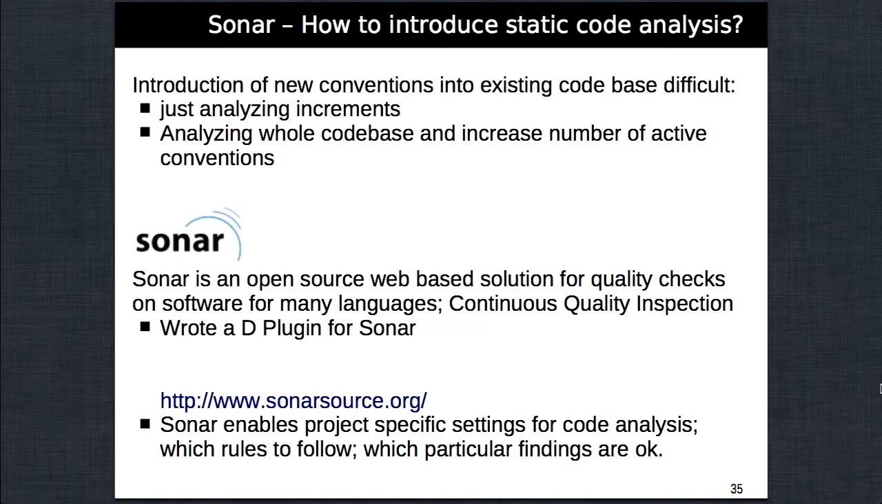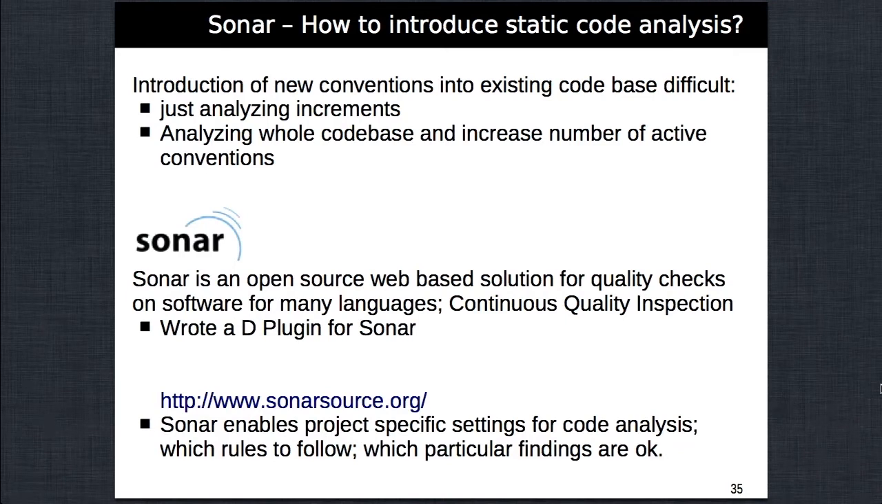When you have coding conventions and an existing code base, it's quite difficult to start. So one way to start is to just analyze the increments, or to analyze the code base and increase the number of active conventions. So you just, at the beginning, do not allow unused variables and switch on more and more conventions as you go.